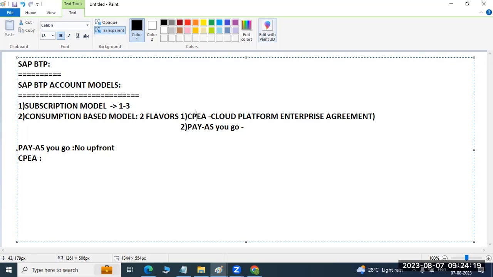Each global account, I will come to that point. A global account means that when you are taking the subscription, SAP will provide you one global account, which is tied to one commercial model.